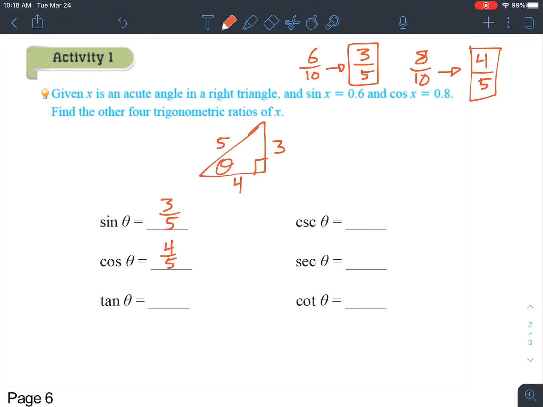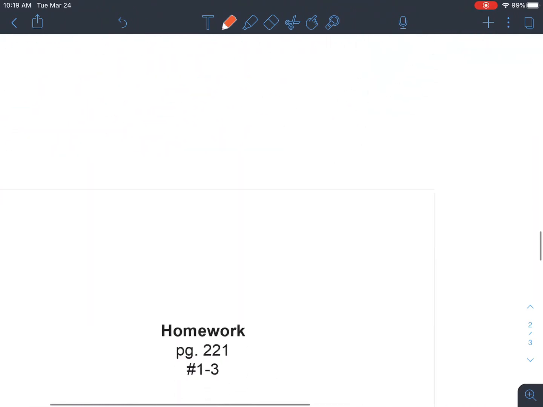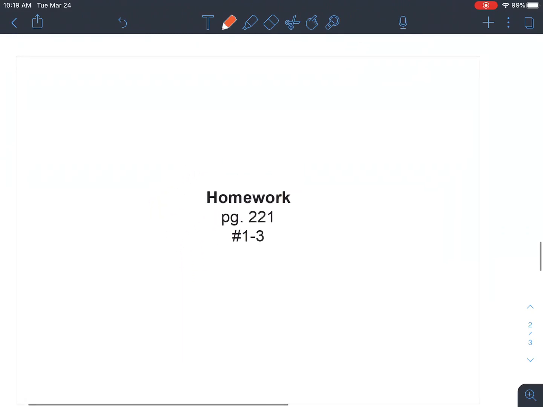We've got all of our information. We can go ahead and fill in the rest of this. Tangent is going to be opposite over adjacent, so that is 3 over 4. Then we just need our reciprocals. Cosecant is 5/3, secant is 5/4, and lastly cotangent is 4/3. And that is everything, everybody.